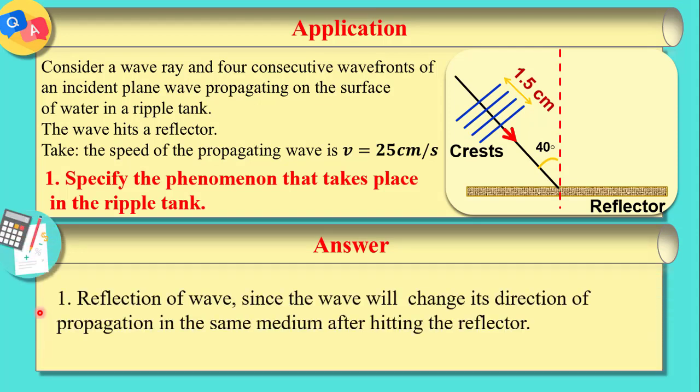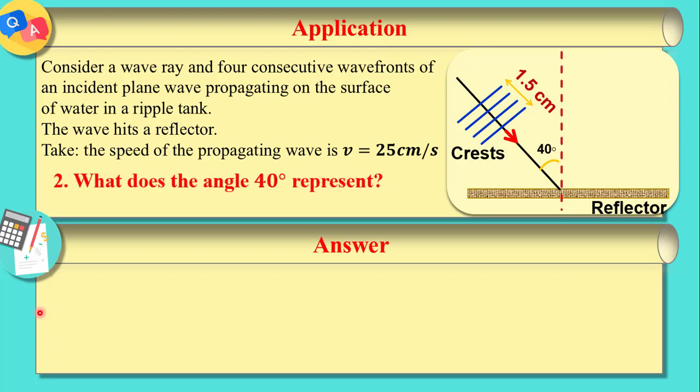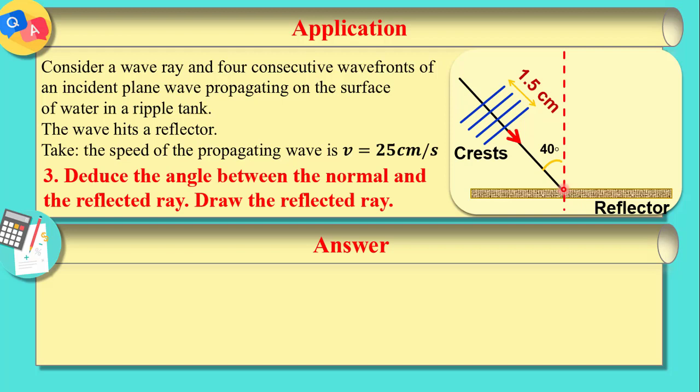Obviously, the phenomenon is the reflection of wave, since the wave will change its direction of propagation in the same medium after hitting the reflector. What does the angle 40 degree represent? From the figure, the angle 40 degree is the angle between the incident ray and the normal. Then this angle represents the angle of incidence I.